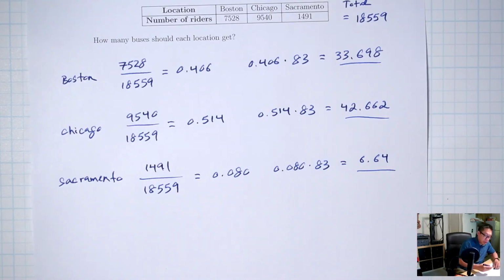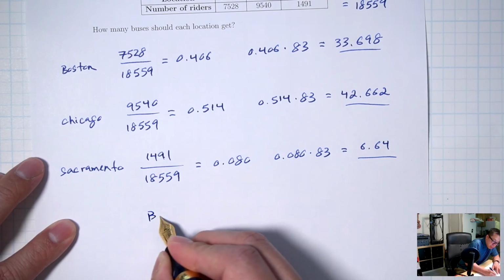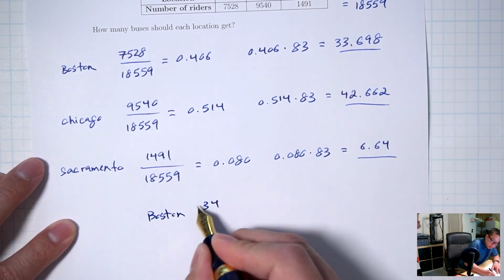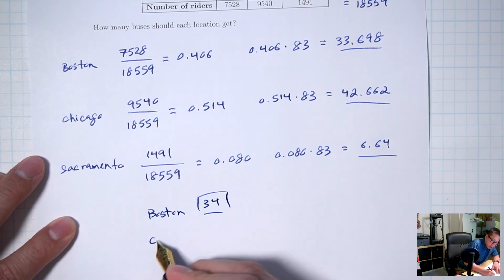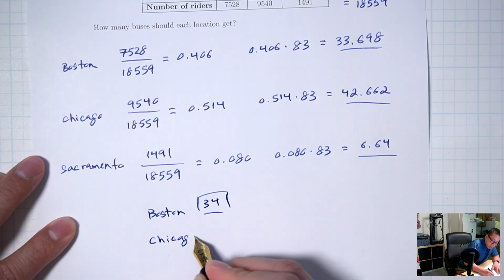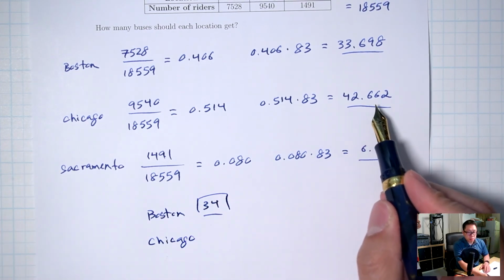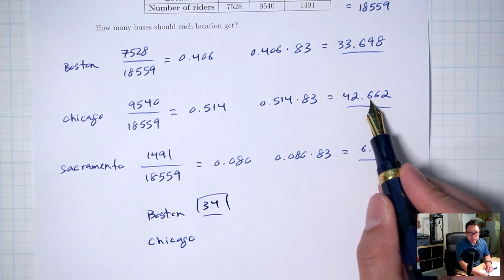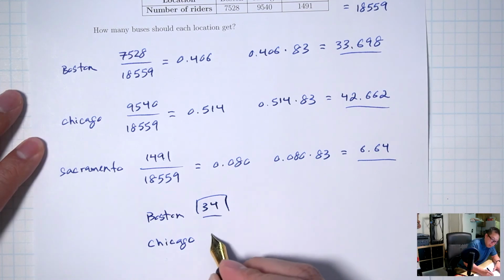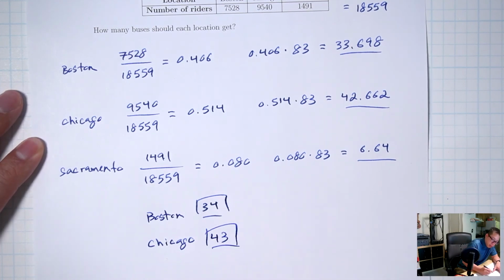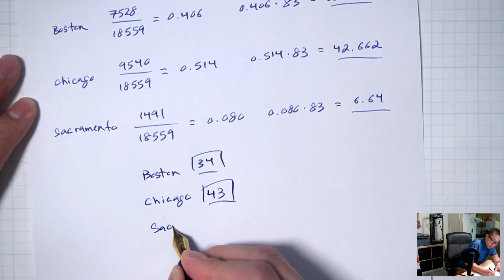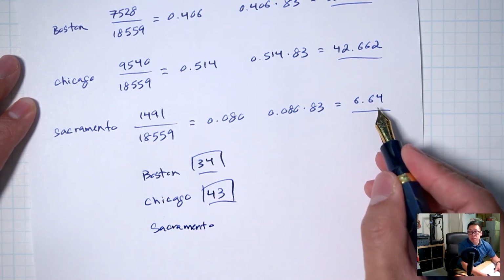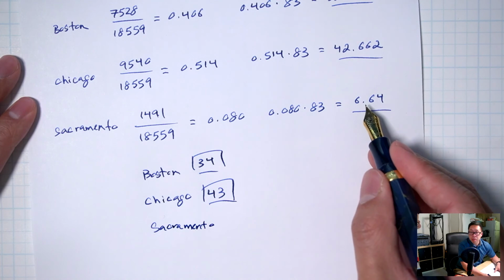So Boston should get 34 buses. Chicago should get 42.662 rounded to the nearest whole number. That 0.6 is going to bump it up to 43. Sacramento, 6.64 rounded to the nearest whole number, that would bump it up to 7.